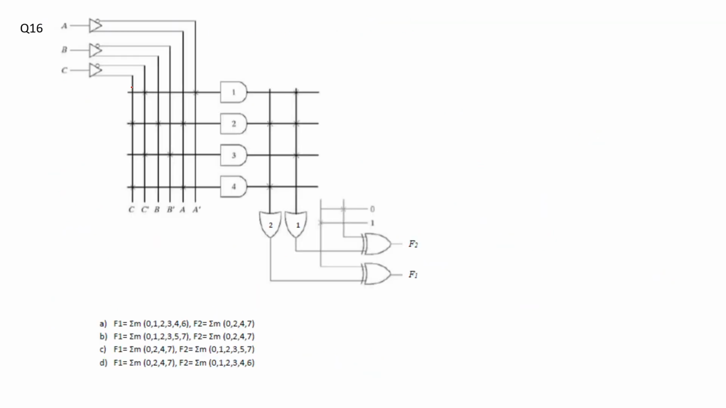And another type of question is based on this PLA logic. So let's just write the output of, we need to find out the function f1 and f2 implemented by this figure. So AND of 1 will be equal to, this is this thing, this and this. So A bar C bar.